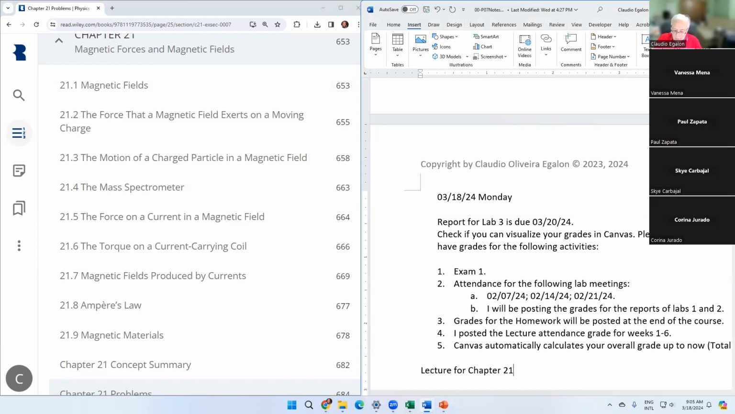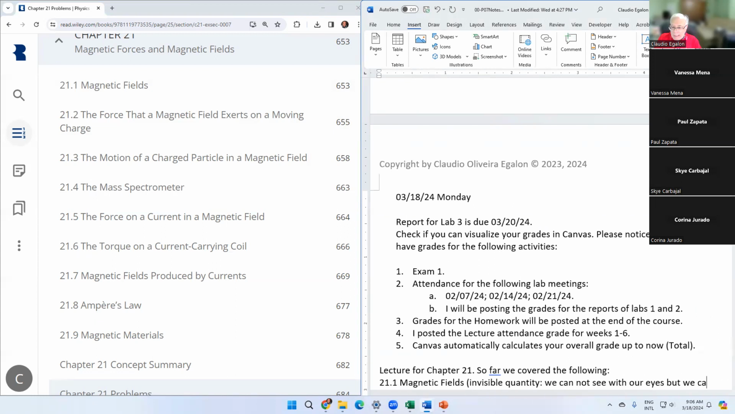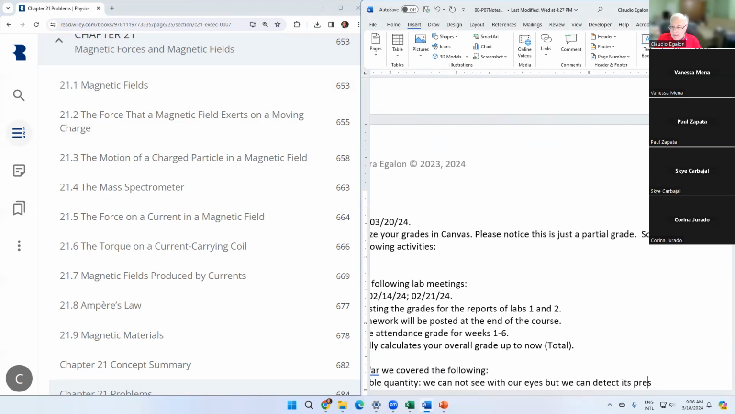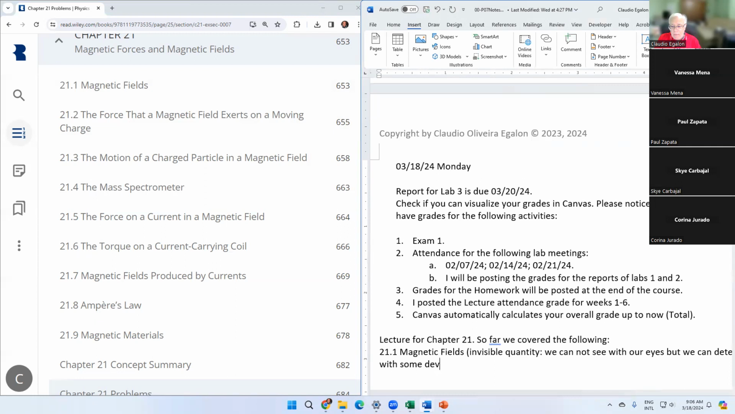So far, we covered the following. 21.1 magnetic fields. This is an invisible entity we cannot see with our eyes, but we can measure it with equipment. We can detect its presence with some devices, right?